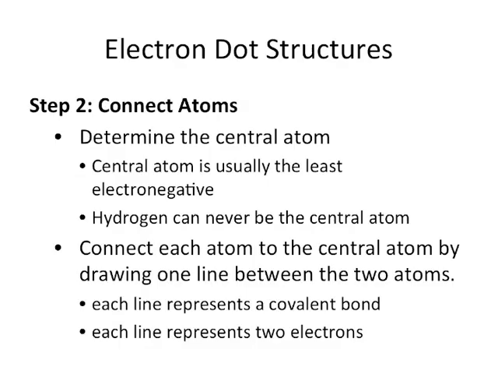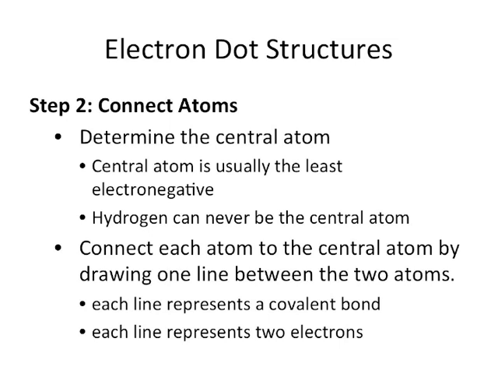The second step is you want to connect the atoms. The first thing you have to do is determine what your central atom is going to be. Generally, the central atom is the least electronegative. One exception, though, is hydrogen. Hydrogen can never be your central atom. It can only form 1 bond, so it can never be a central atom.